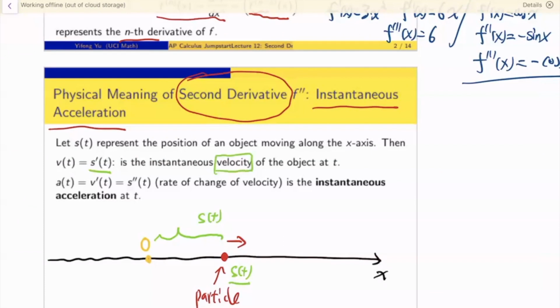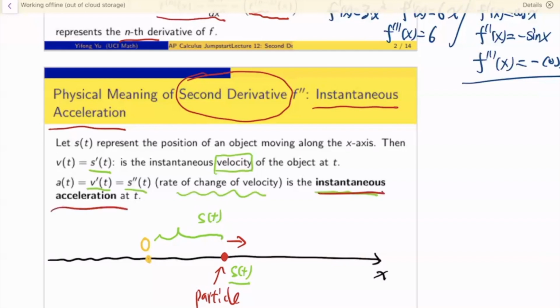This is the velocity. Derivative is the velocity. Now, if I take the derivative of the velocity, which is the second derivative of the position, this represents the rate of change of the velocity. And that in physics, we know is called the instantaneous acceleration.